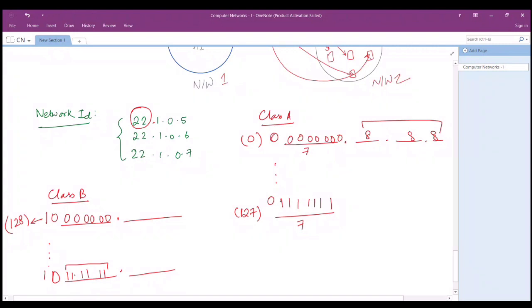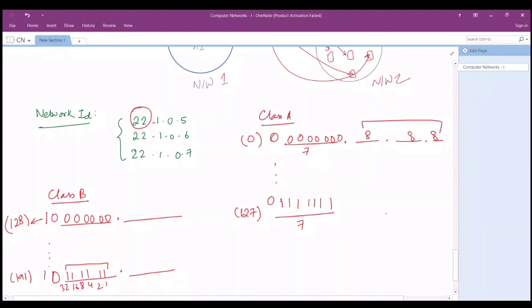This would be 63, right? 1, 2, 4, 8, 16, 32. Yes, we have 191 available. 191, exactly. So this is going to be 191. So if any IP address is given to you, and the first 8 bits in decimal range from 128 to 191, you can say it is class B.